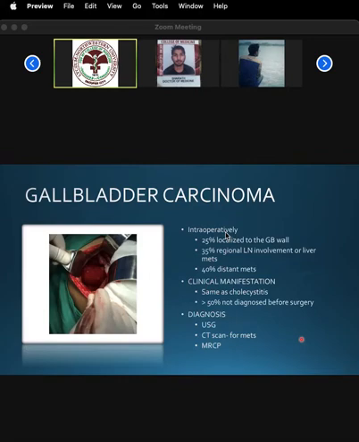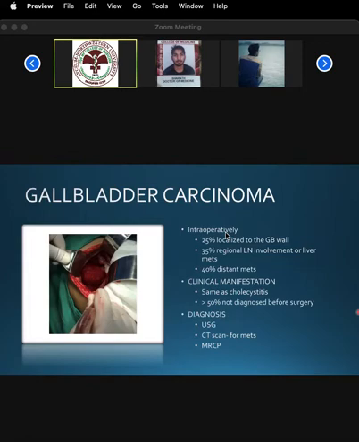Intraoperatively, 25% are localized to the gallbladder wall, 35% have regional involvement, regional lymph node involvement, or liver metastasis, and 40% of patients are found to have distant metastasis. Okay, so manifestations, again, you have the same manifestations as cholecystitis, and more than 50% are not diagnosed before surgery. In other words, they are usually incidental findings during surgeries for alleged gallbladder stones.